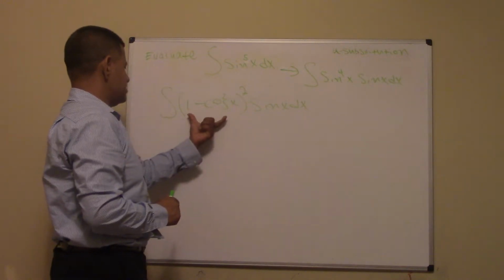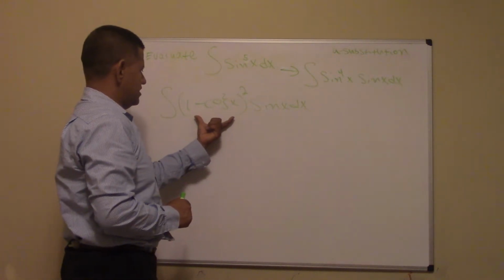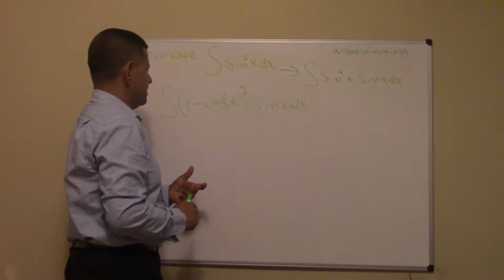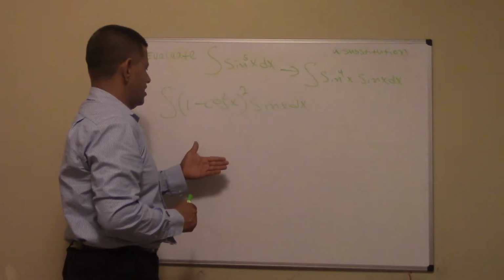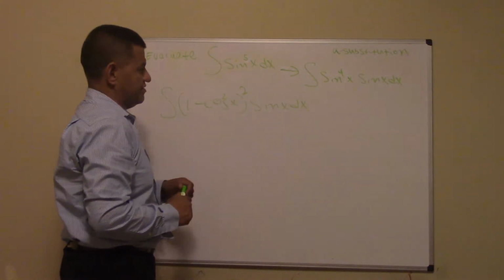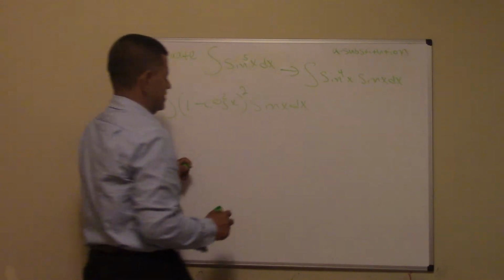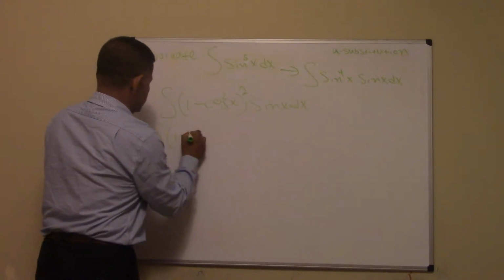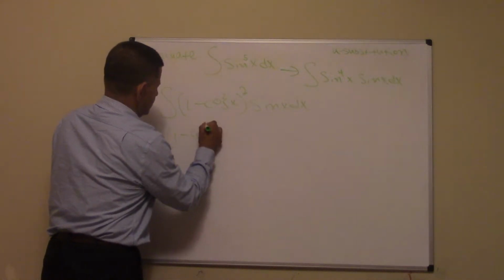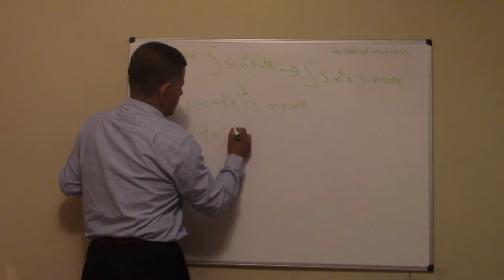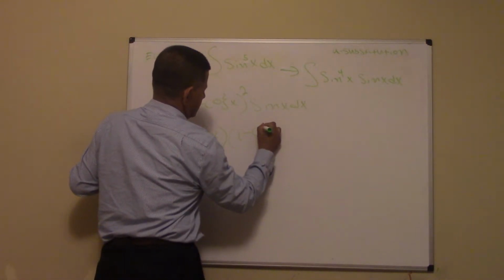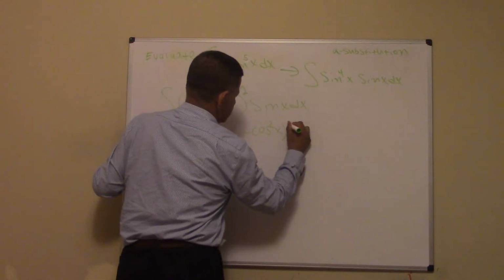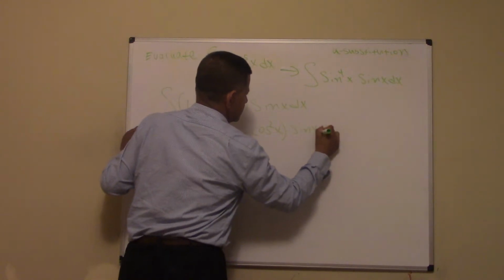We can actually multiply this, and then we combine like terms, and then we'll get another type of expression, right? So we can do that. So let's do 1 minus cosine square x times 1 minus cosine square x times sine x dx, right?